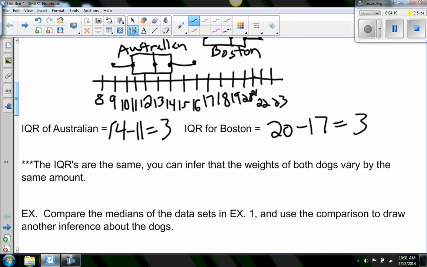So here it says, compare the medians of the data sets in example 1 and use the comparison to draw another inference about the dogs.